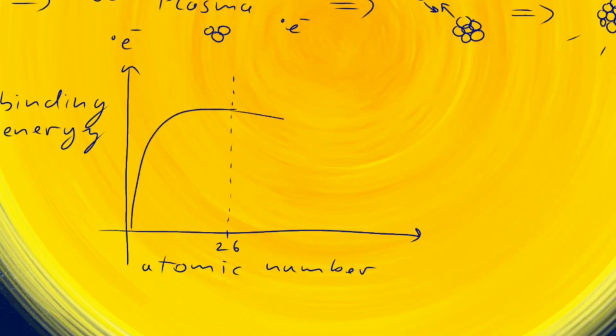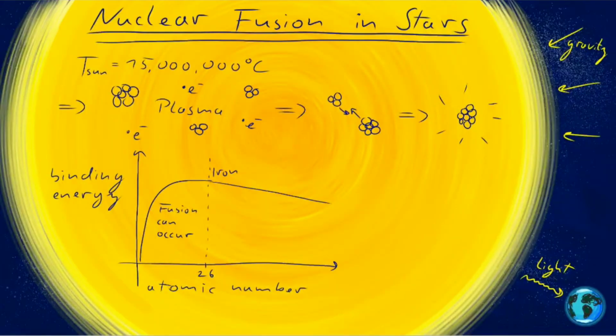Fusion releases the most energy when very light nuclei are fused, but it can form up to nuclei of iron, atomic number 26 on the periodic table, within stars. Heavier elements are only able to be fused during massive supernovae events when energies are much higher than even stars.